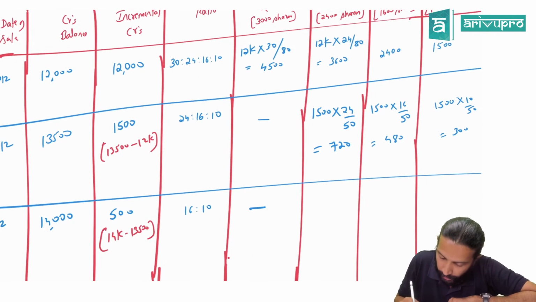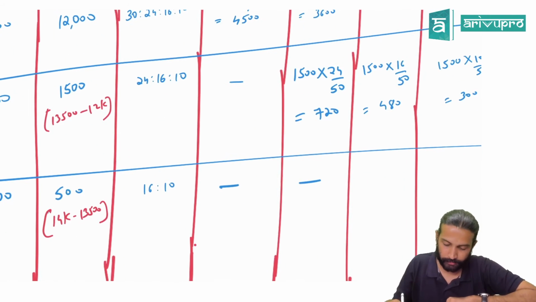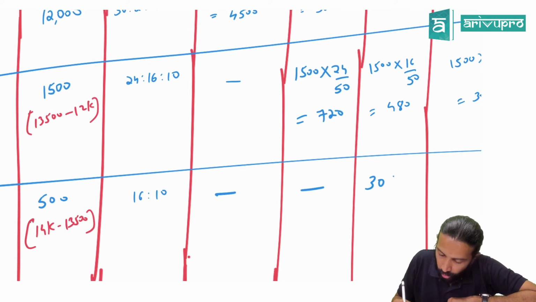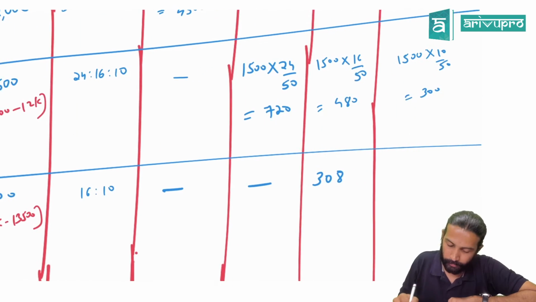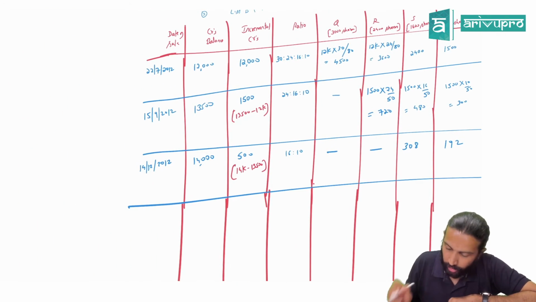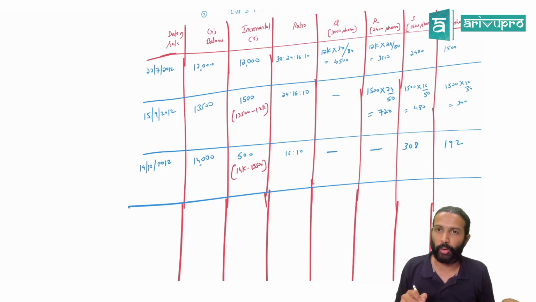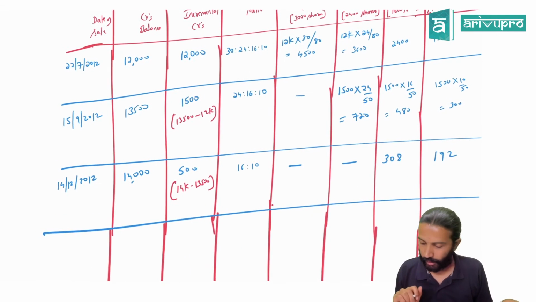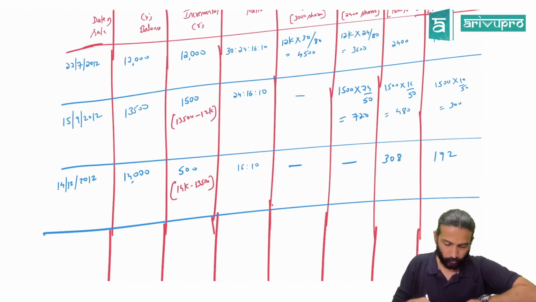Q column, nothing. R column, nothing. S column, how much, sir? 308. And T column? 192. This calculation is over. Can I go for the last one? What is the last one?